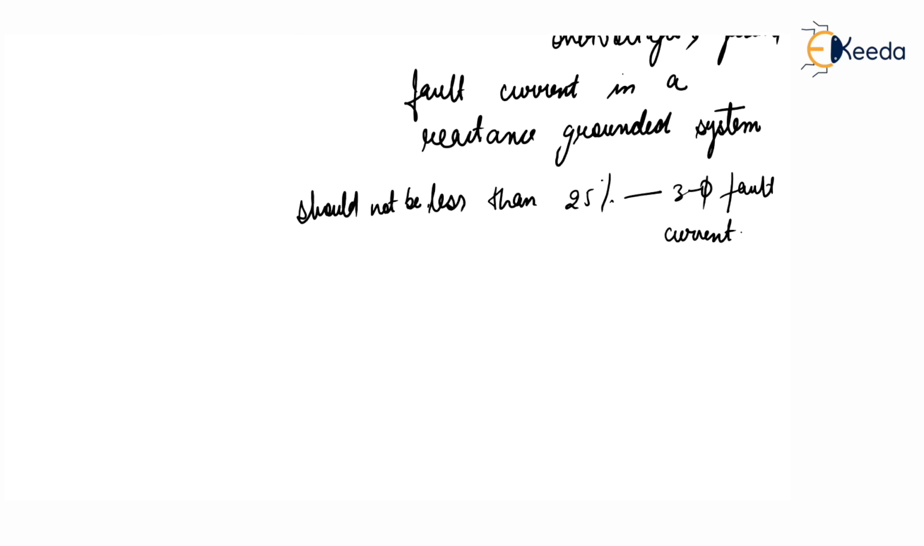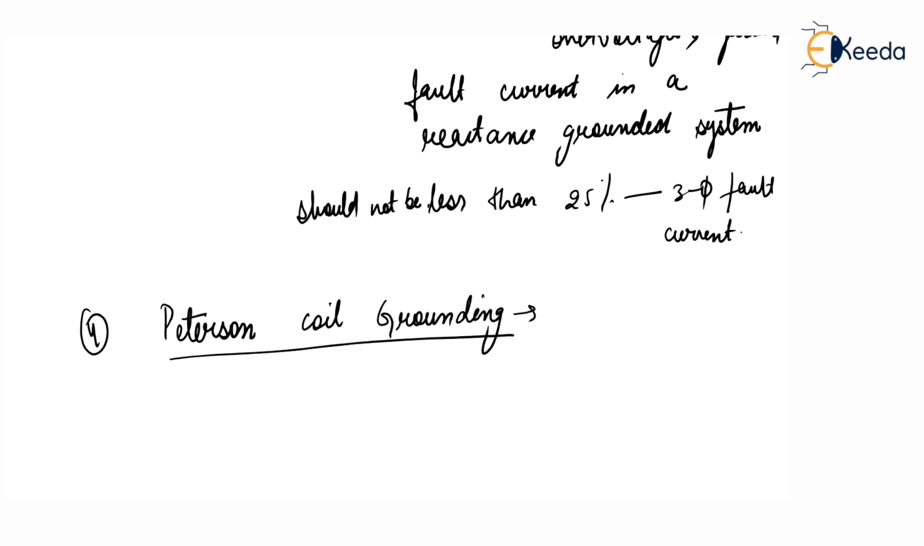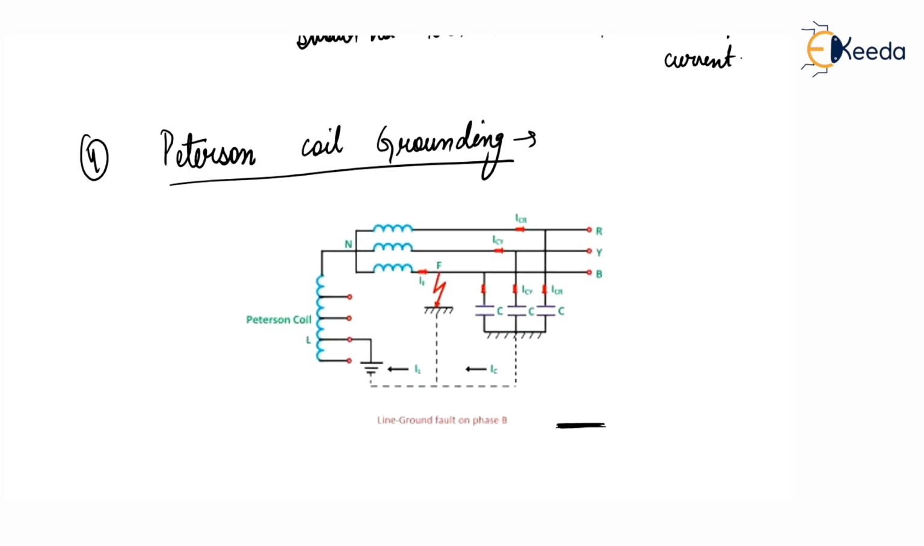And the last one is the Peterson coil grounding. Peterson coil is an iron core reactor. That's why it is also known as reactor grounding. So this is connected between the transformer neutral and ground. See this diagram. This is the Peterson coil.